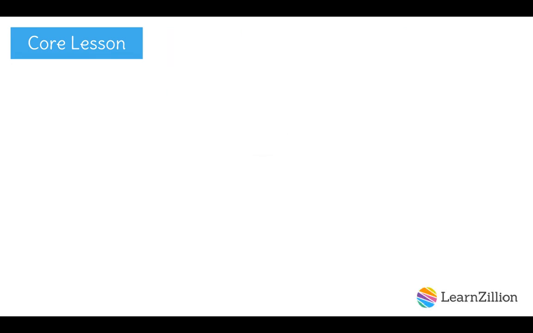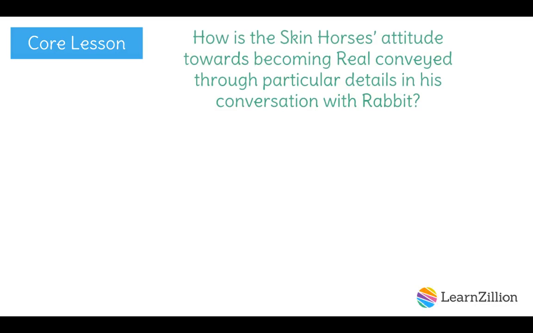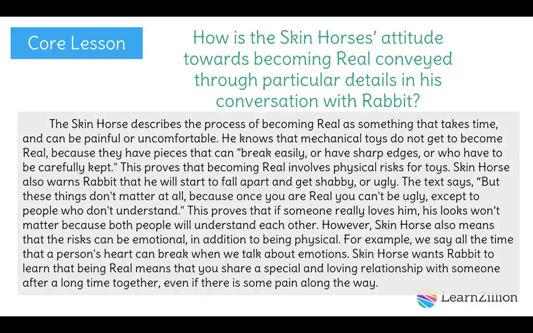But before I do, let me review that question I am supposed to be answering. Oh yeah, it's how is the Skin Horse's attitude towards becoming real conveyed through particular details in his conversation with Rabbit? And here's what I came up with. You're welcome to pause the video at this point and look for my thinking that I connect to textual evidence so I can support my thoughts. And you can continue when you're ready.